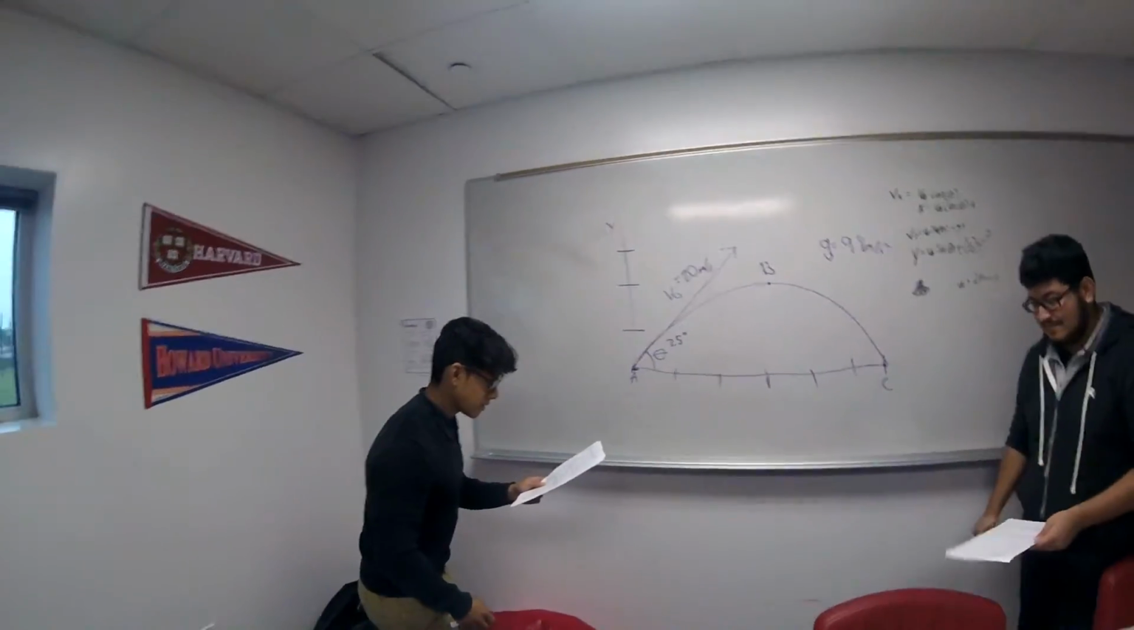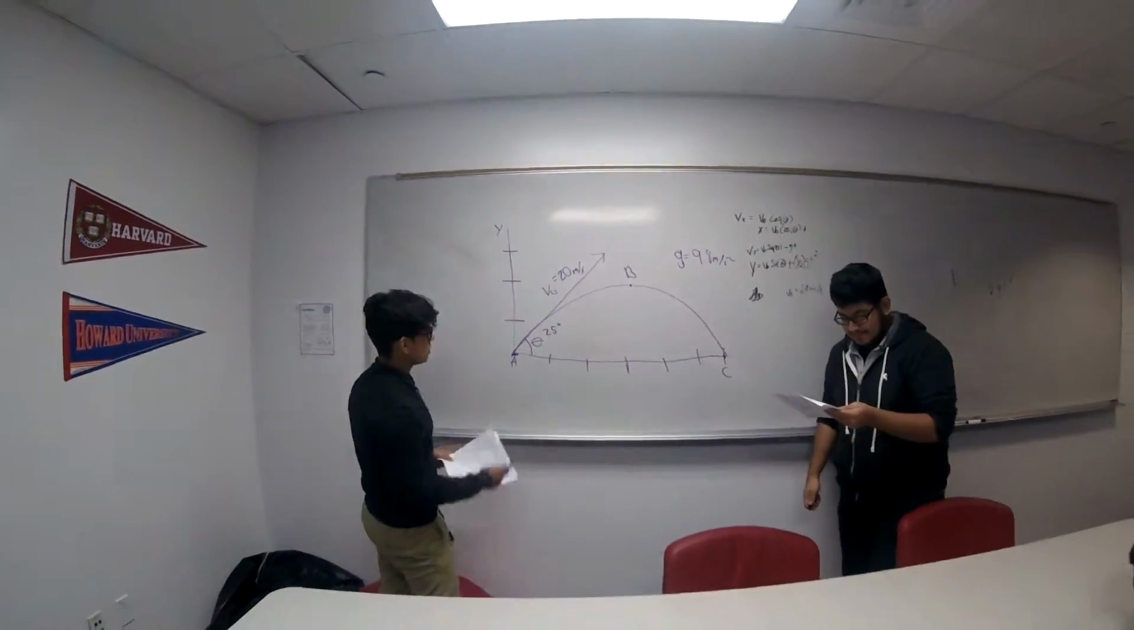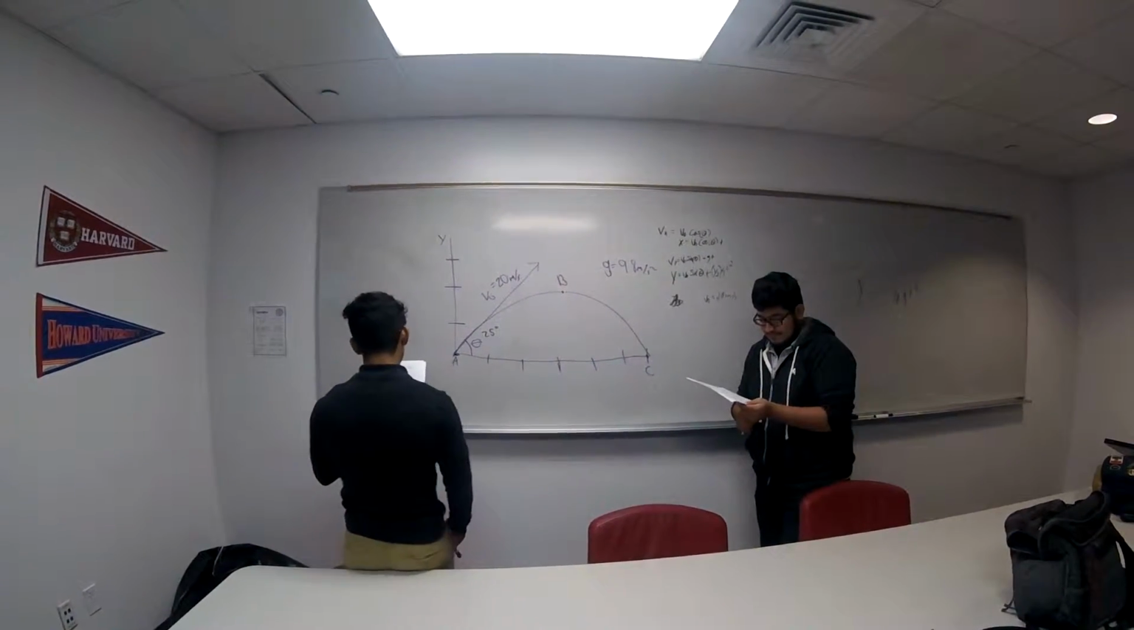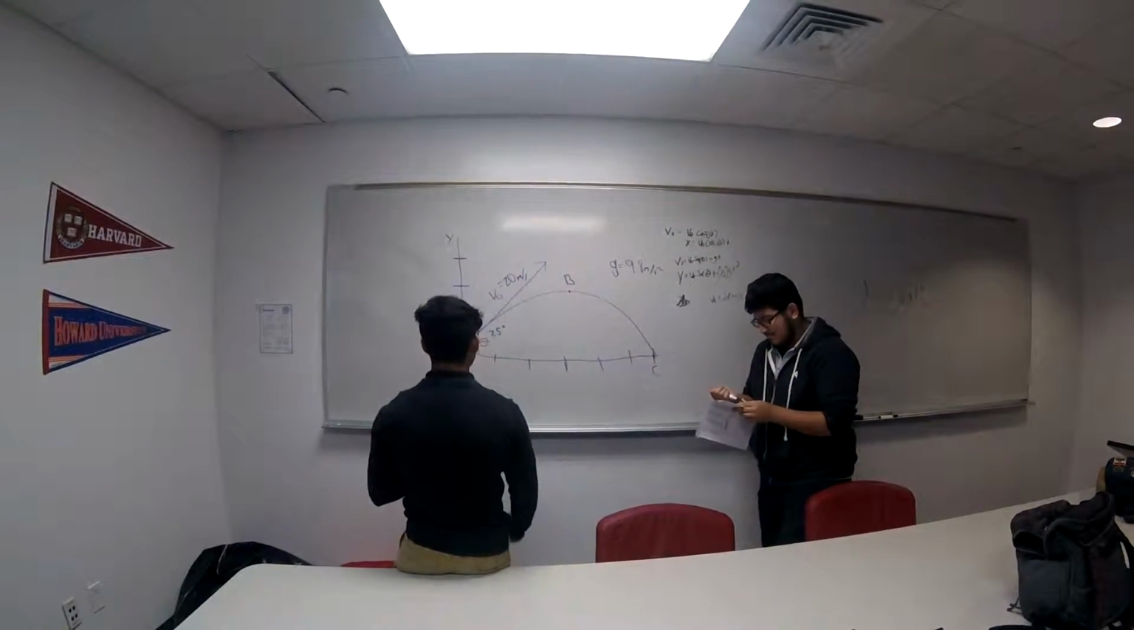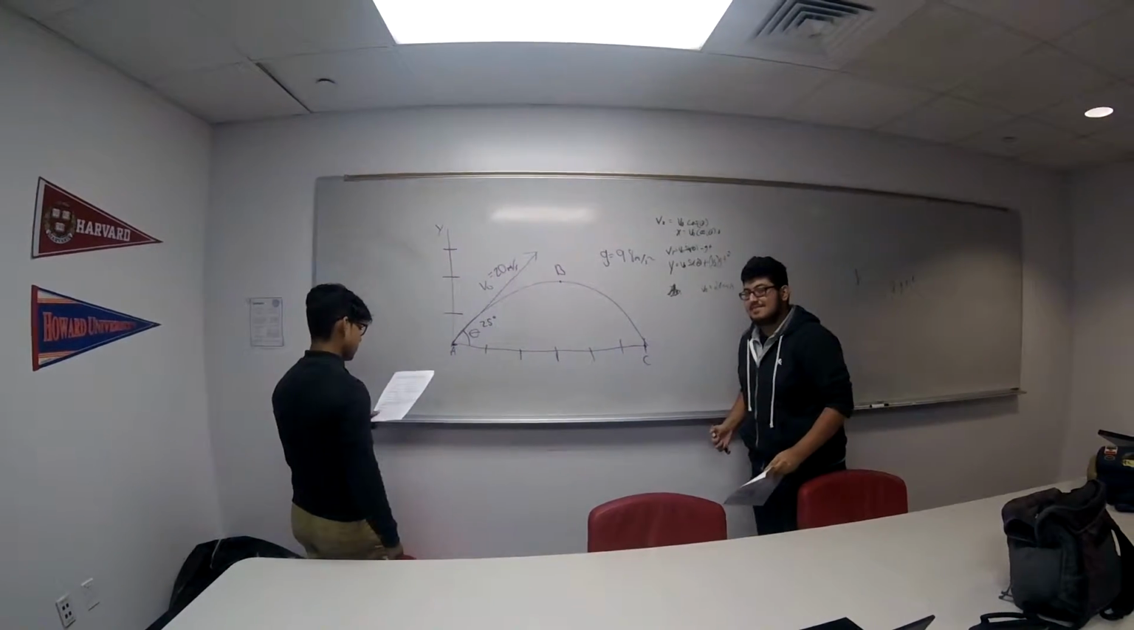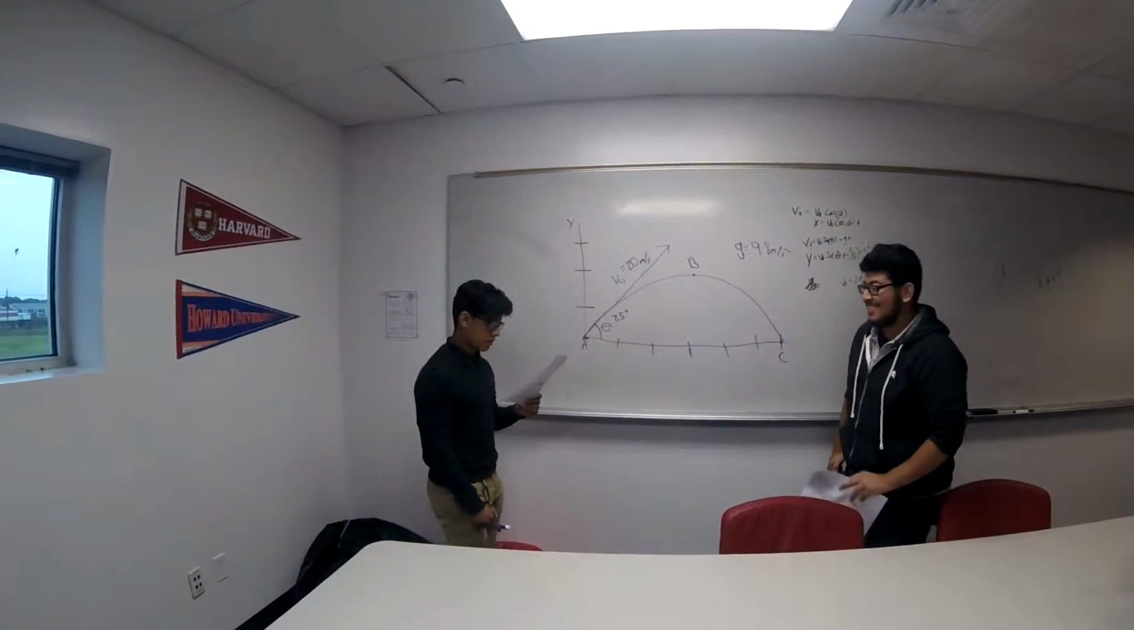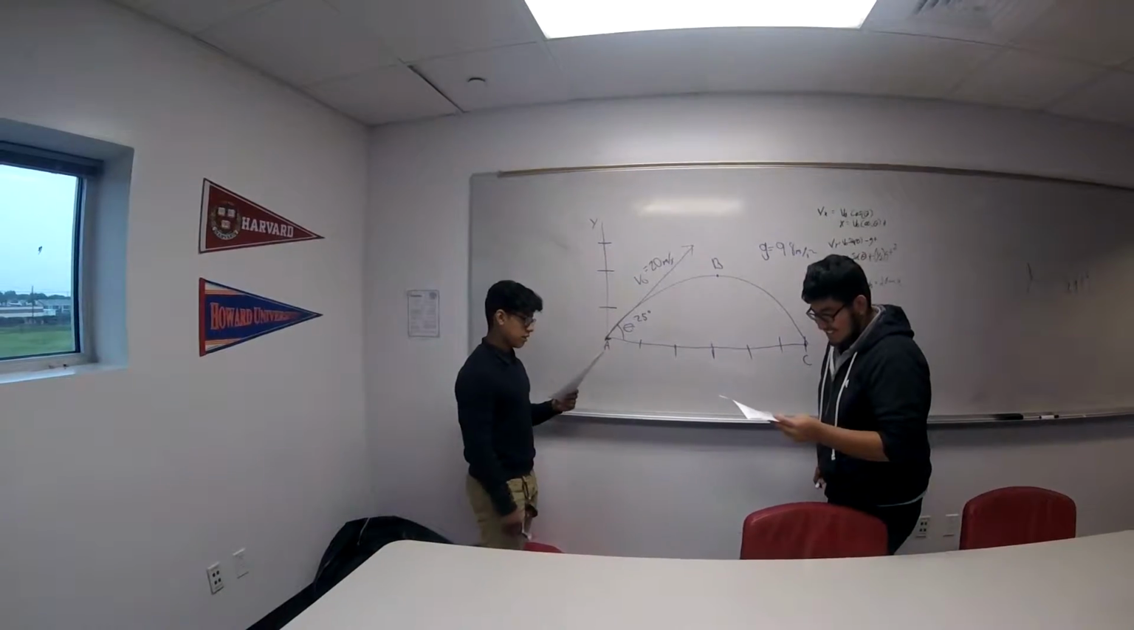The height of the projectile is given by the component y, and it reaches its maximum value when the component Vy equals 0. That is, when the projectile changes from moving upward to moving downward.